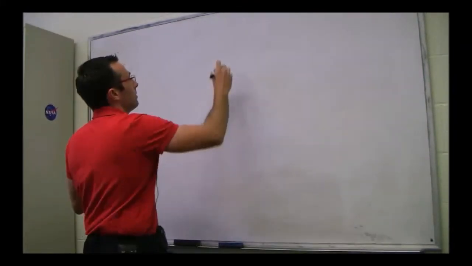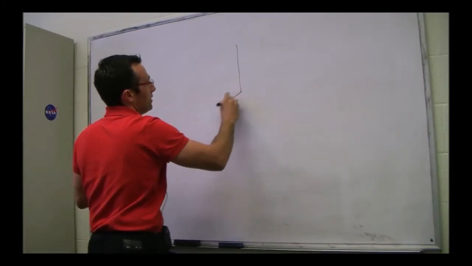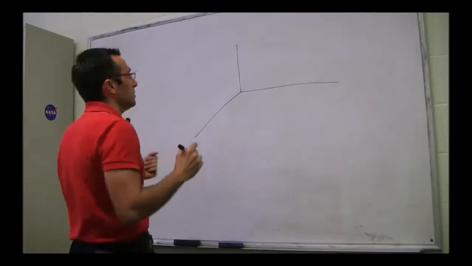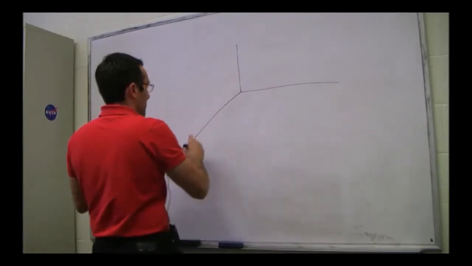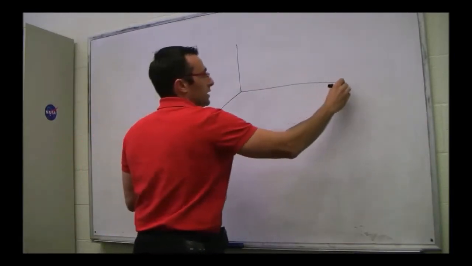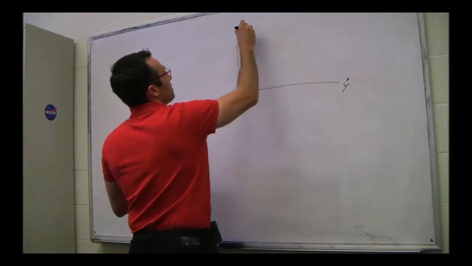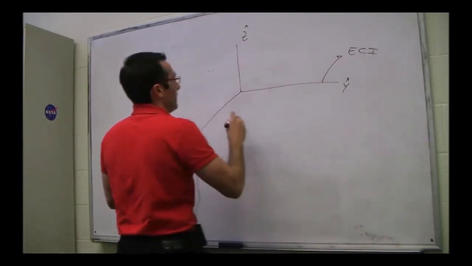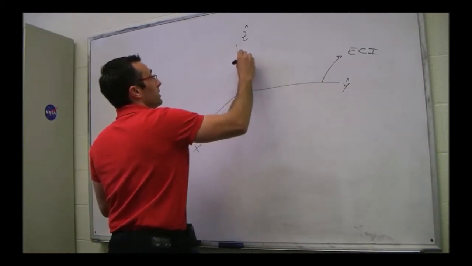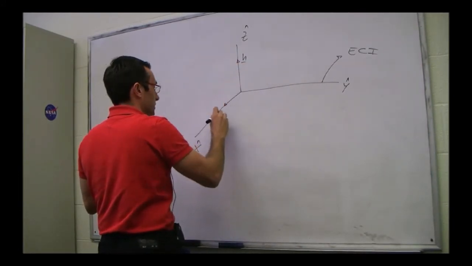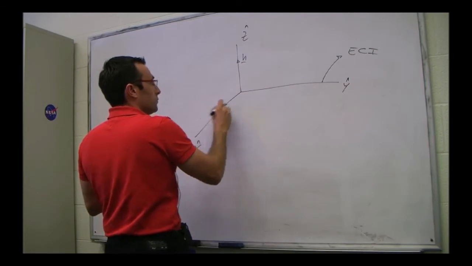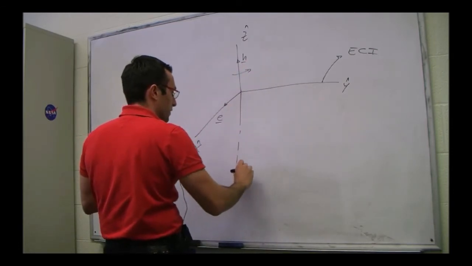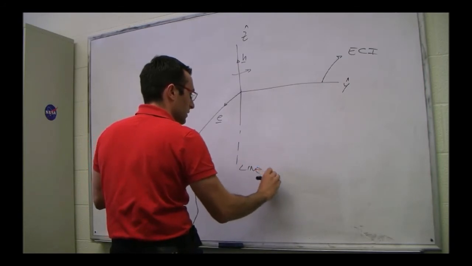And one last comment about orbital parameters. If you want, you can see things this way with the 3-1-3 sequence. Imagine that your orbit initially sits aligned with the ECI, right? This would be the ECI coordinate system. And you have H pointing like Z, and E pointing like X. Well, with the first rotation, the big omega, you identify the line of nodes, right?